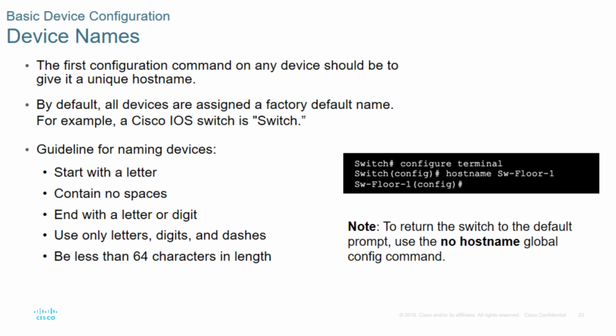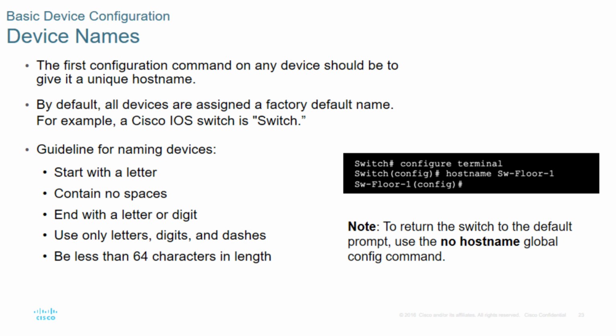For example, a Cisco IOS switch is named switch. It is a name, right? So the problem is, if all switches in a network were left with their default names, it would be difficult to identify a specific device. For instance, how would you know that you are connected to the right device when accessing it remotely using SSH, right? So the host name provides confirmation that you are connected to the correct device.